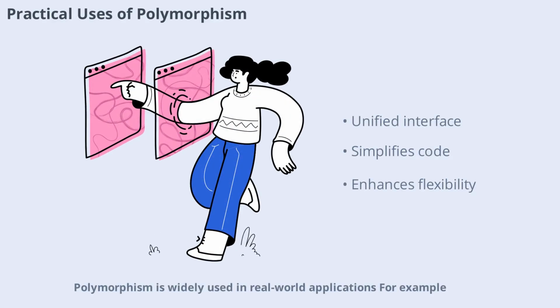Polymorphism is widely used in real-world applications. For example, in graphics software, you might have a base class shape with derived classes like circle, rectangle, and triangle. You can store all shapes in a single list and call draw on each, letting polymorphism handle the details. This approach simplifies code and enhances flexibility.